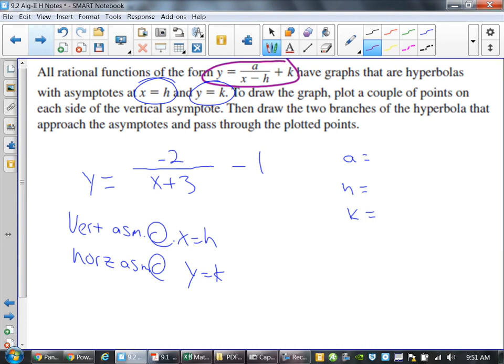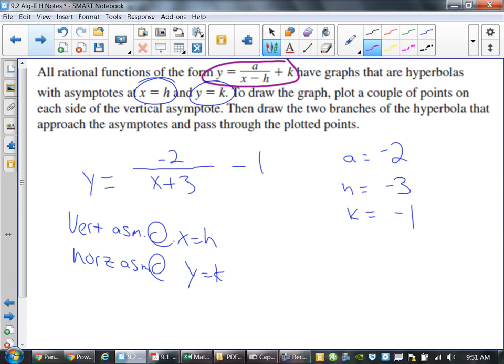So when we do these things, what I want you guys to do is always get in the habit of labeling right off the bat what your A, H, and K values are. Once you know what your A, H, and K values are, you can start to get the idea of where your asymptotes would be placed.